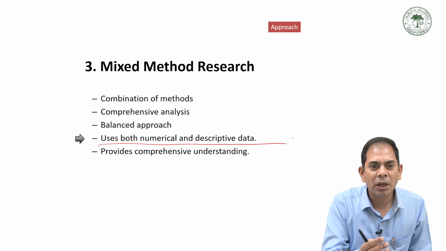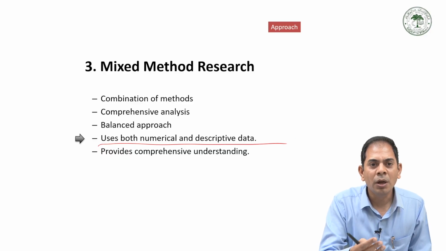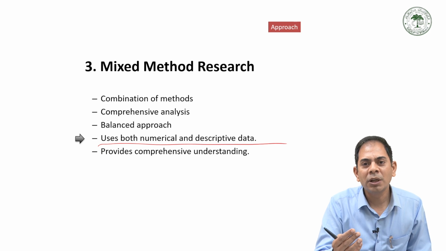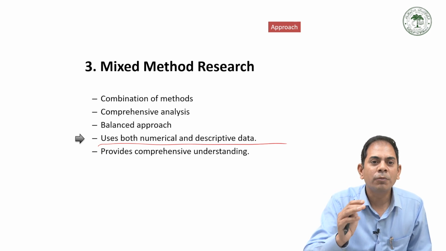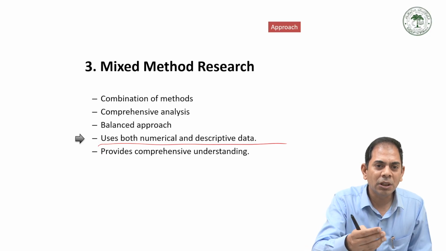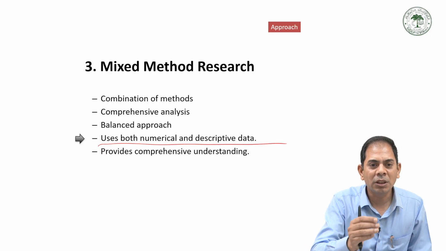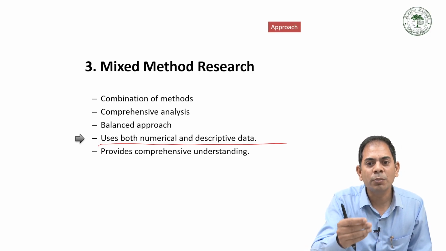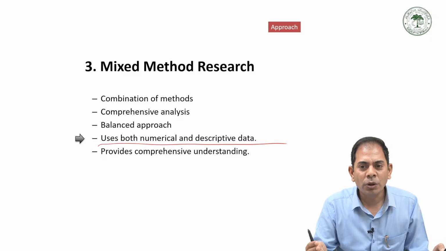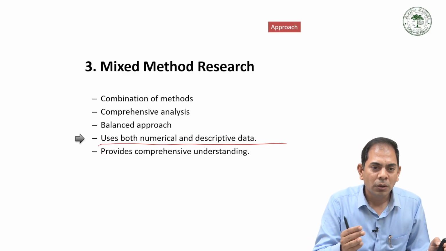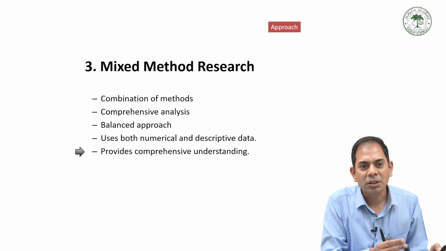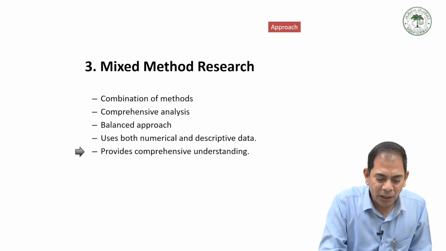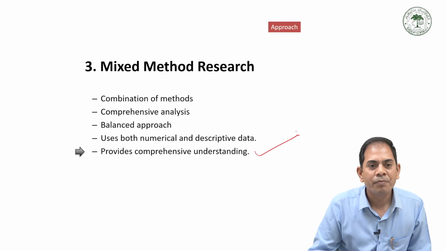Next important thing, both numerical and descriptive data. So in this type of mixed method, generally we collect data in both numerical and descriptive form. Both numerical and descriptive data means the researcher collects and studies two types of information, numerical information and descriptive information. This is commonly seen in mixed method research where both types of data are used together for better understanding.